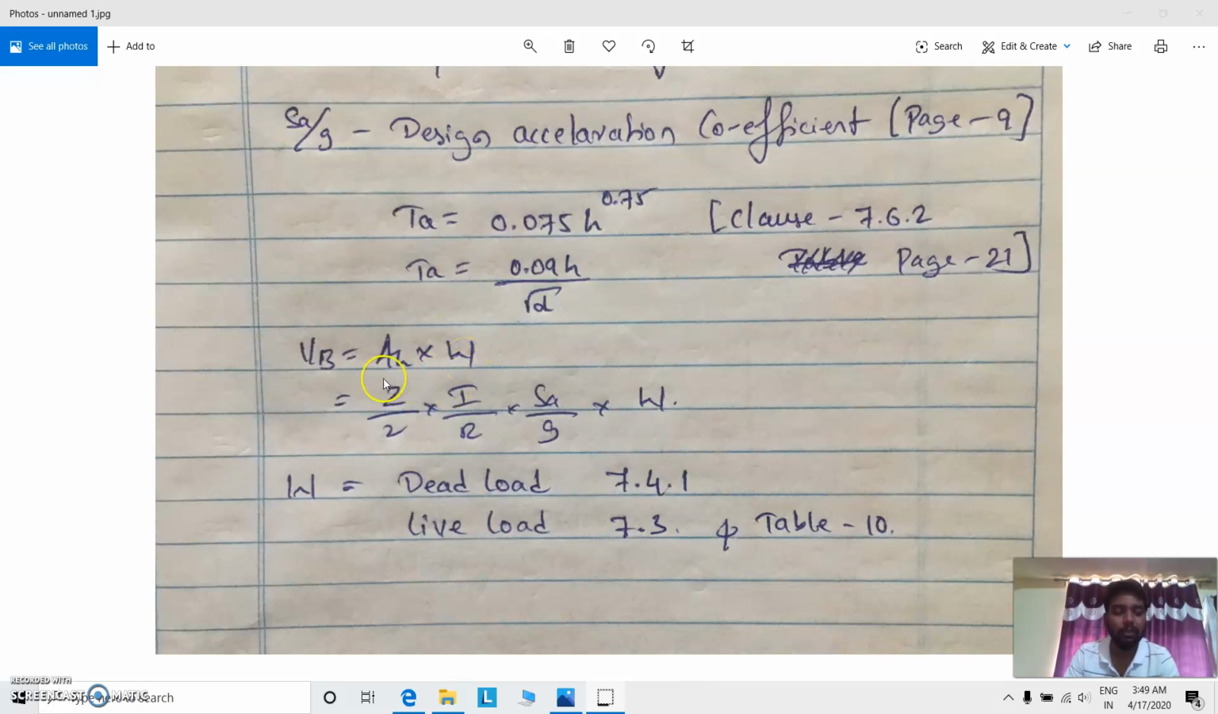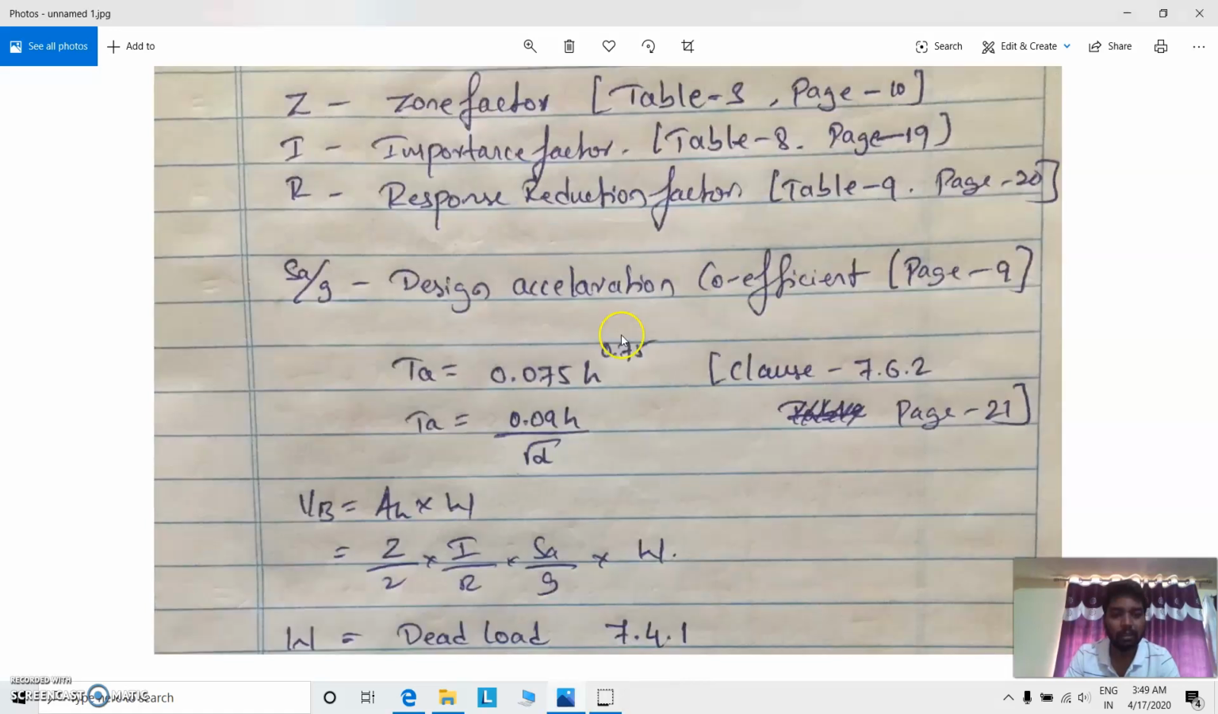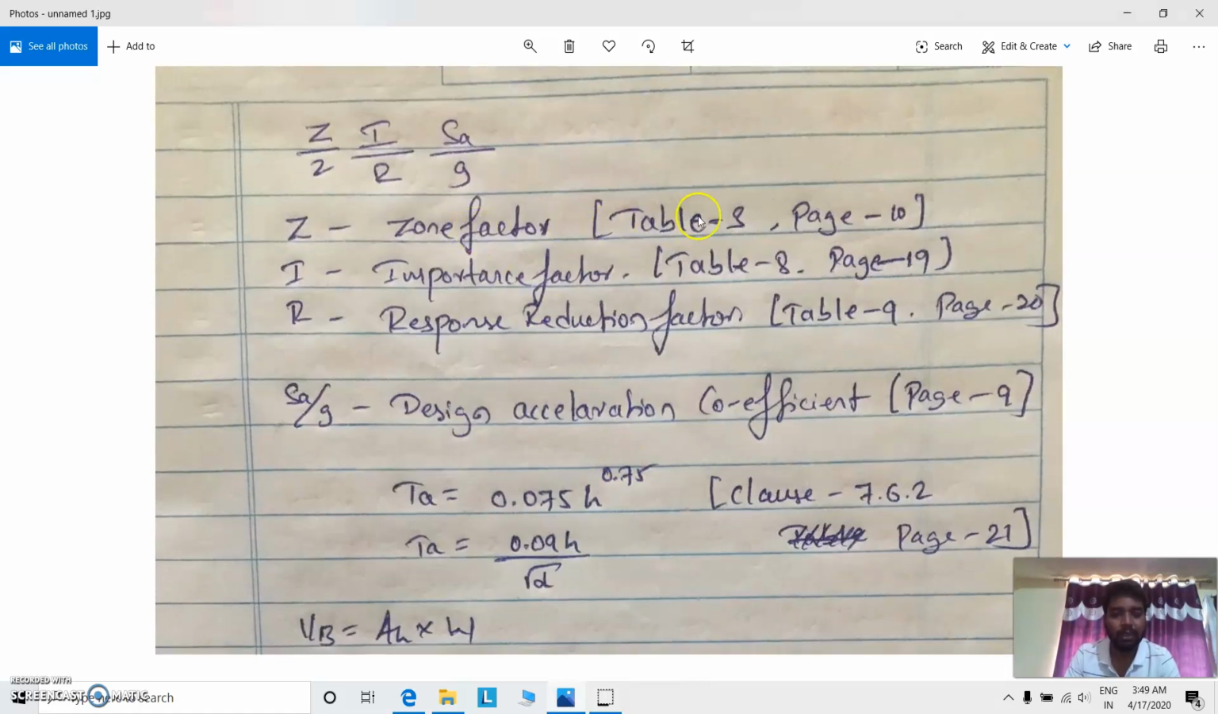and live load. So here we already know that AH is equal to Z by 2 I by R and SA by G, multiplied with this W, the seismic weight. We know that Z is the zone factor that is given in table number 3, page number 10 in IS code 1893 2016.